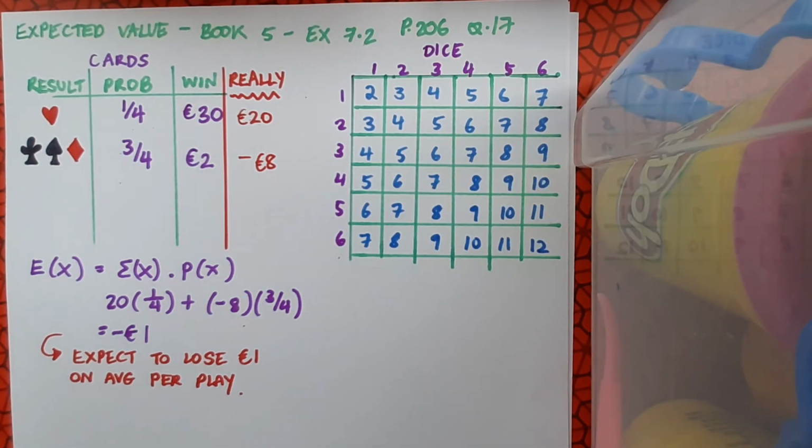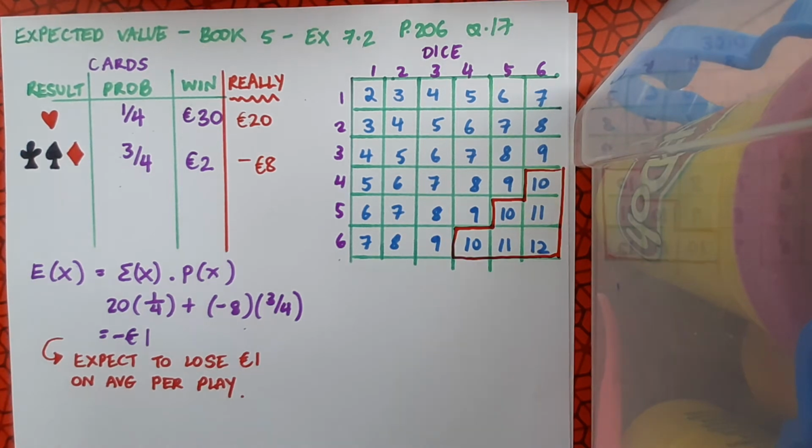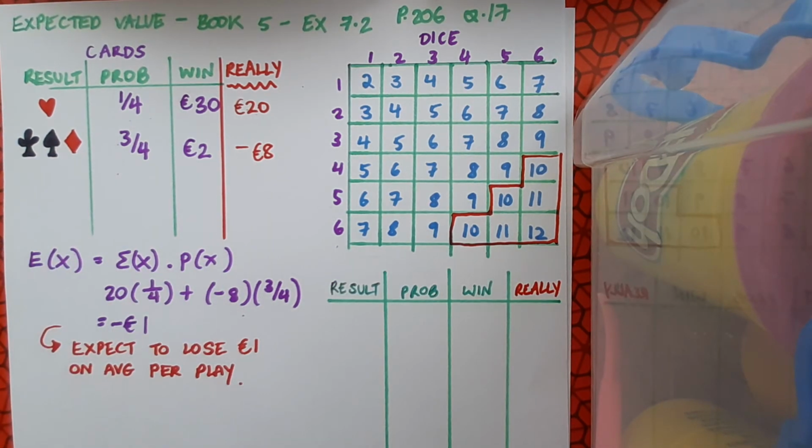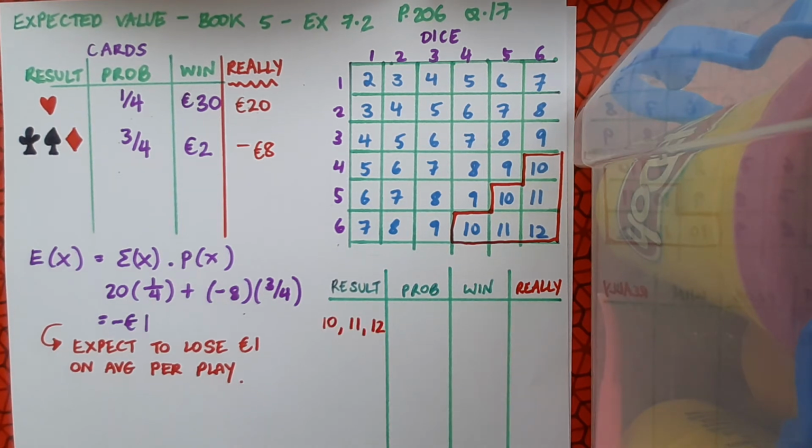So I've got my two-way table for my dice. And now let's have a look at what they're telling me. They're telling me that if I throw 2 dice and I get a total of 10 or 11 or 12, I get €50. And if I get anything else, I win 2. So I'm going to make out a table like I had for the cards over here for those outcomes in the dice. Okay, so with the dice, I've got my result of my 10, 11, 12, which they're telling me wins me 50. But of course I've paid a tenner already, so really I'm getting 40 back if that happens.